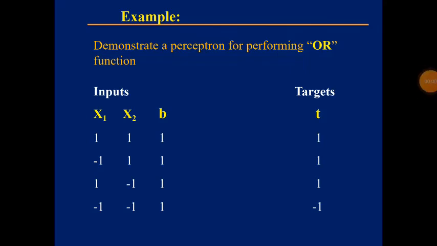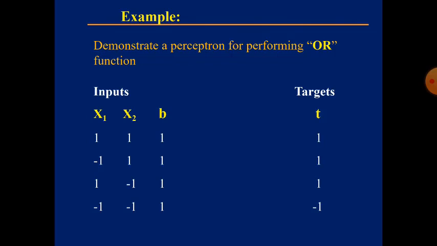Hi everyone. In this session, we will discuss another example, that is, how to demonstrate a perceptron for performing the OR operation. In the previous class, we discussed how to perform the AND operation, or AND function, using a perceptron. So now in this session, we will discuss how to demonstrate a perceptron for performing the OR operation.